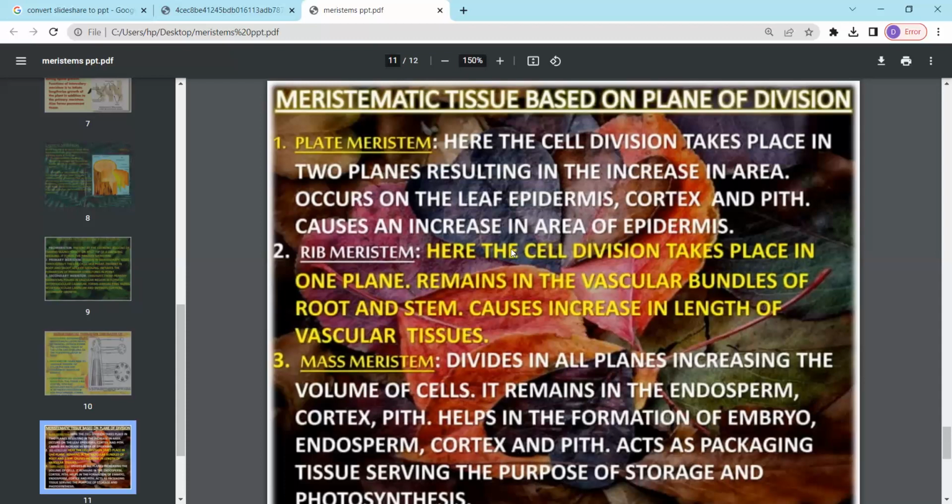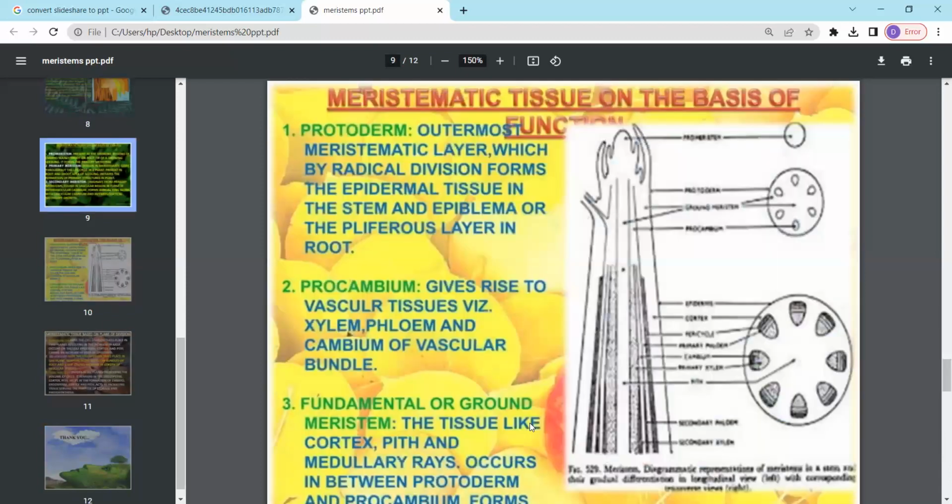So based on the plane of division, there are three types of meristem. In plate meristem, it undergoes two planes, anticlinal and periclinal divisions. Whereas in rib meristem only periclinal divisions take place, or only one plane. And in mass meristem, it divides in all planes and increases the volume of the cell. So this is about the types of meristems.